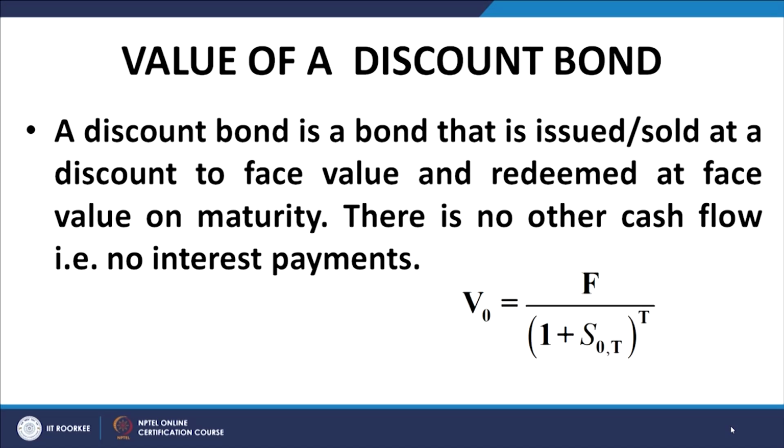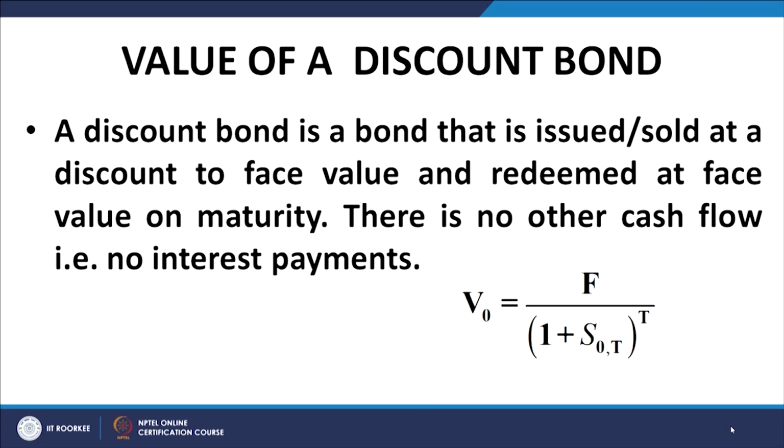Value of a discount bond, this is quite straightforward. In the case of a discount bond, that is a bond that is issued at a discount and redeemed at par, for example, and with no intermediate cash flows, the value is determined by only one cash flow, and that is the face value at the date of redemption of the bond, let us call it capital T.